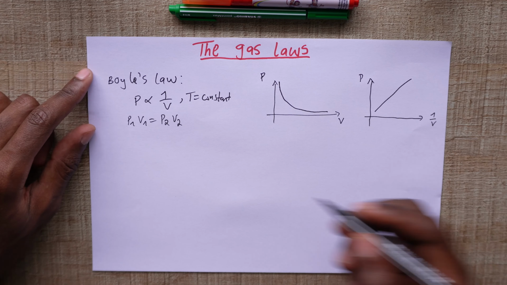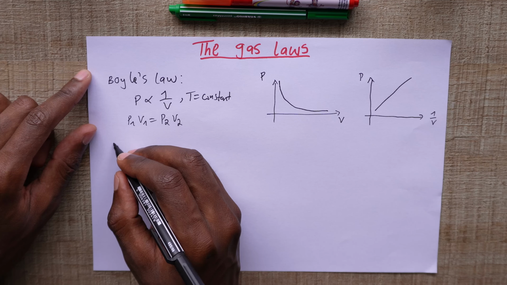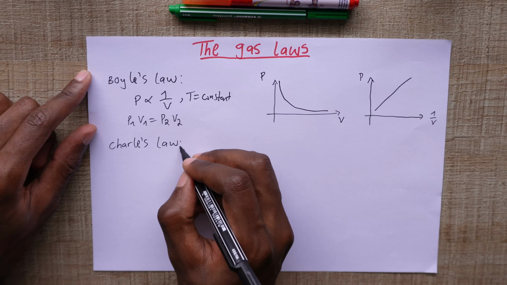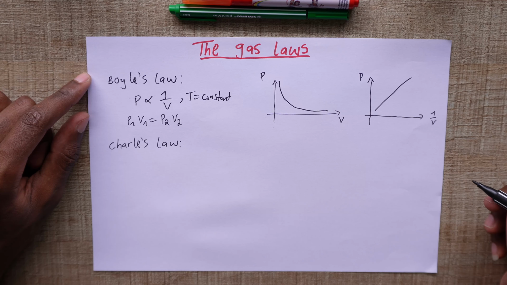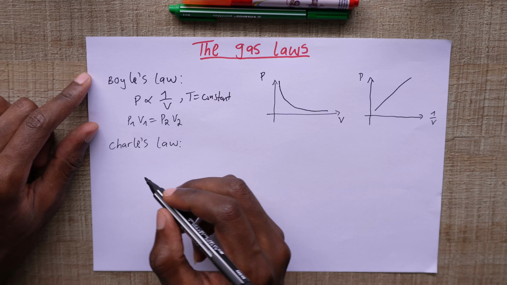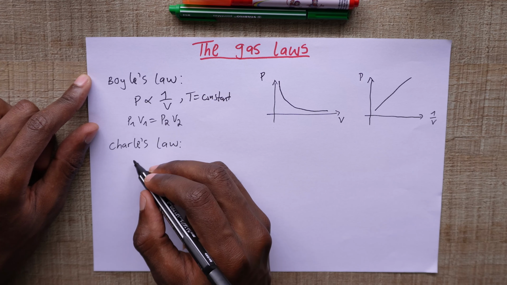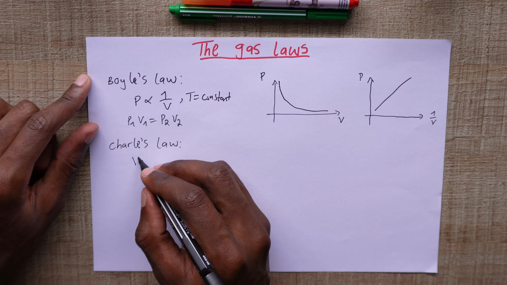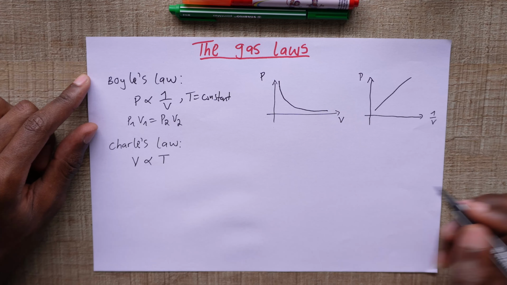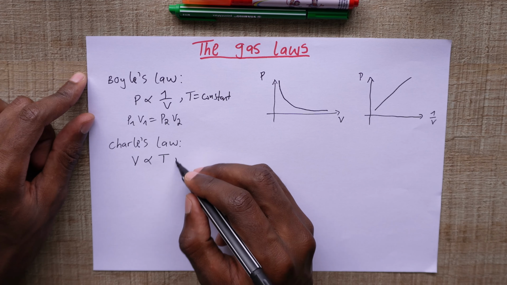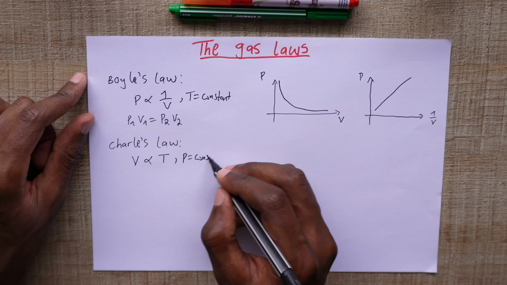The second law here is Charles's law. This law establishes the relationship between the volume and the temperature. It states that provided that the pressure remains constant, then the volume of a gas is directly proportional to the temperature. Here, P needs to be constant.